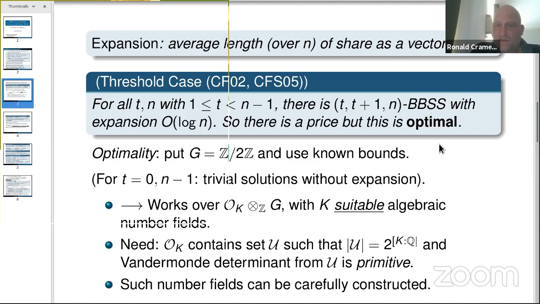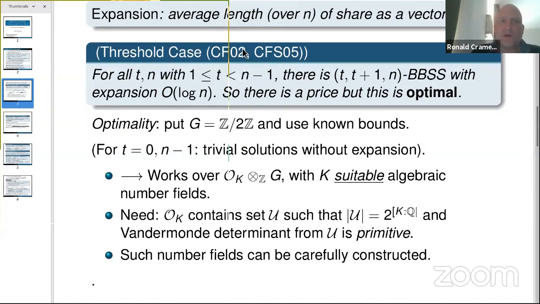Now, what you need is that OK contains a set U that is exponential in size in the degree of the number field, and that set defines a Vandermonde determinant that is primitive in the number field. It means it sits in the ring of integers, and its only rational primes that divide it are plus and minus 1. And such number fields can be carefully constructed. See Crypto 2005. But here we're going to do other stuff.